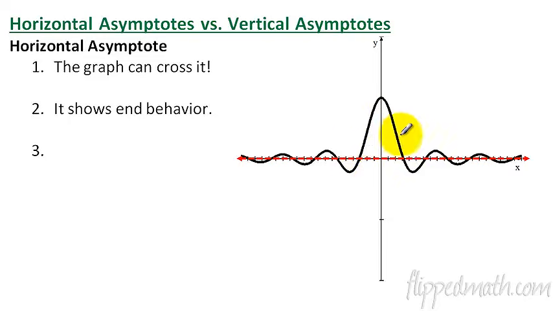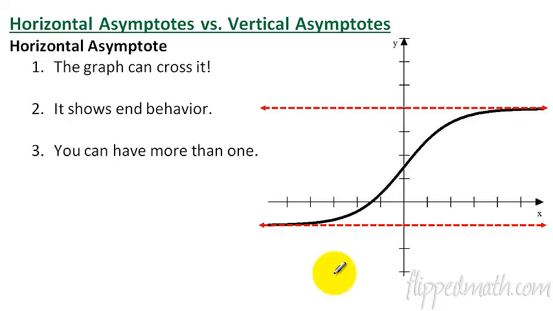This is another example of a graph that's crossing a horizontal asymptote. In fact, it crosses it a lot of times. But as you move off to the left, and if you move off to the right forever and ever, it is going to show you what the graph will eventually look like. So it is getting closer and closer to looking like a flat, straight line over here on the right side as well as the left side. So what we do is we call that end behavior.